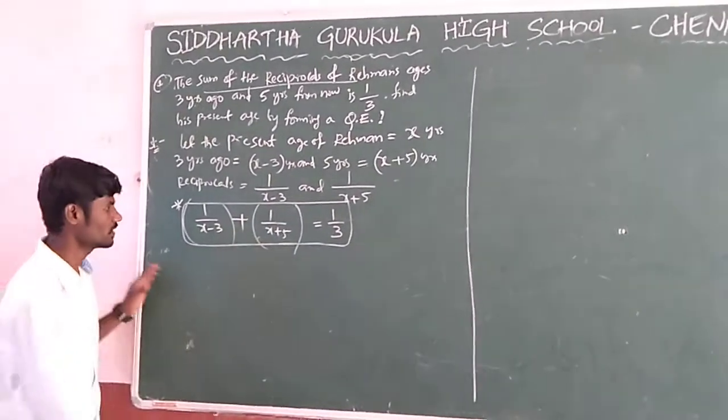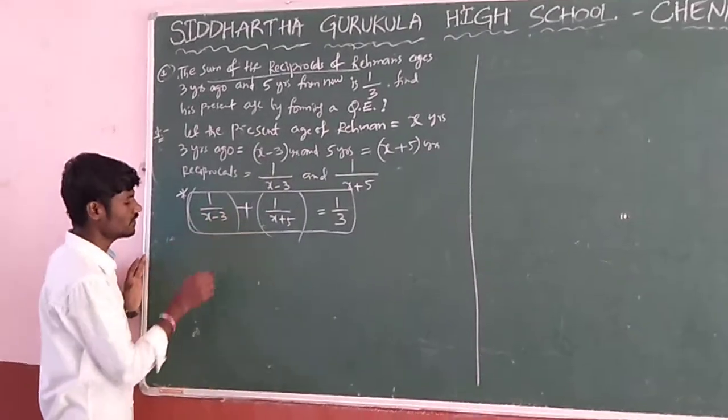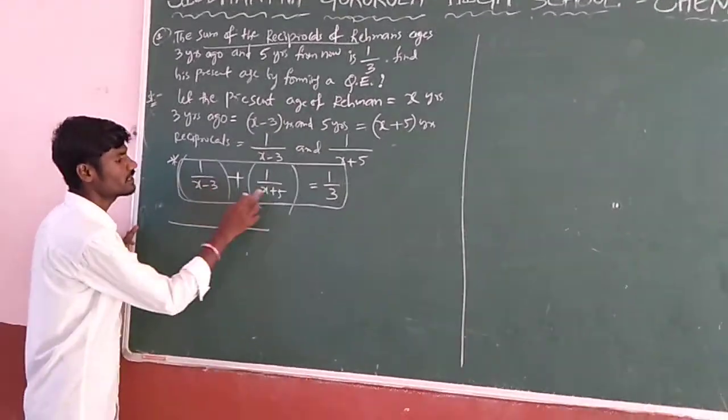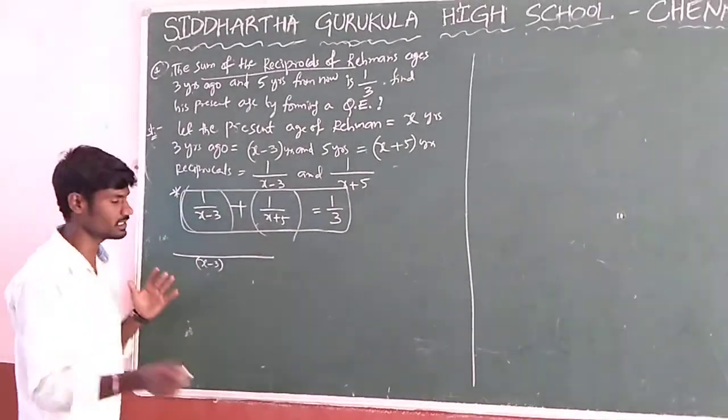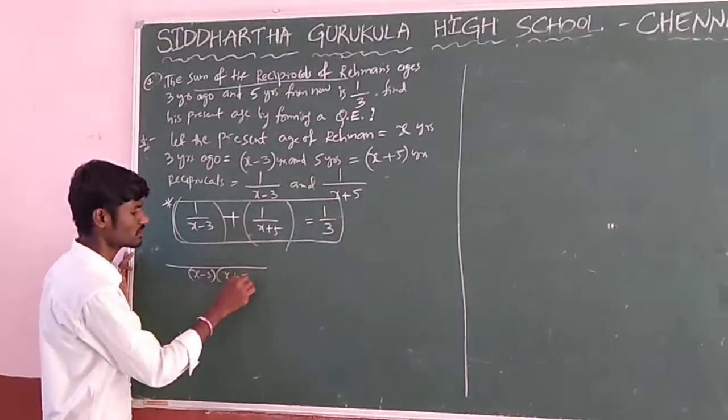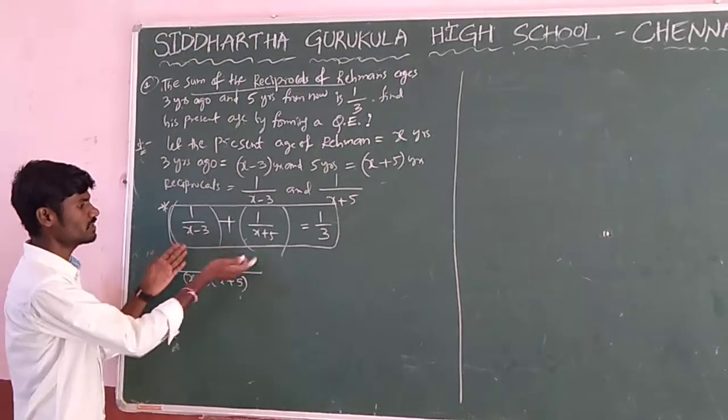You may solve it easily. See here, in this case what we need to take is the denominators' LCM. If we have different terms, directly the product is the LCM. So (x minus 3)(x plus 5). Now here the denominators are different.